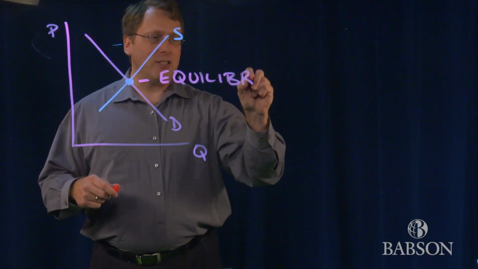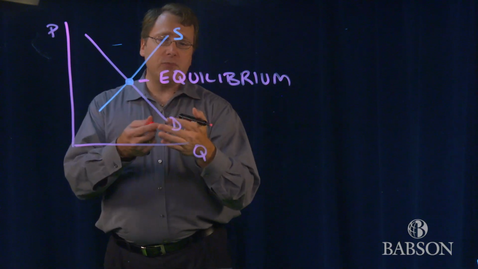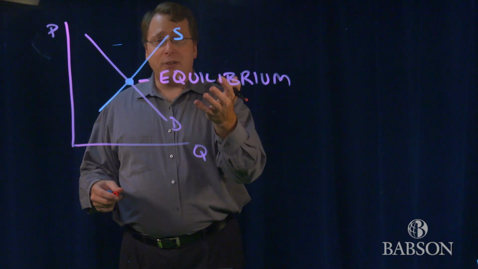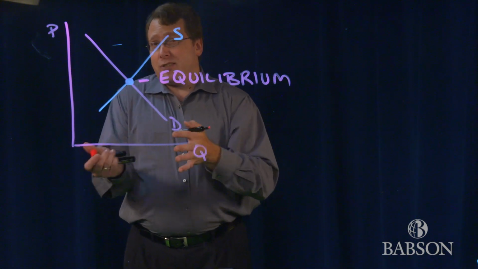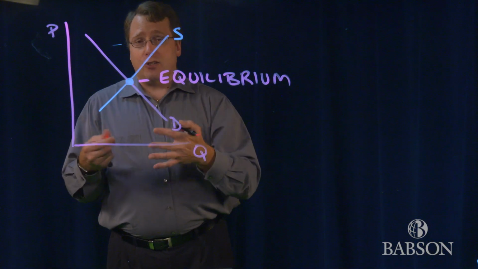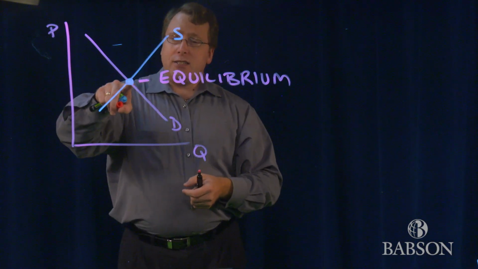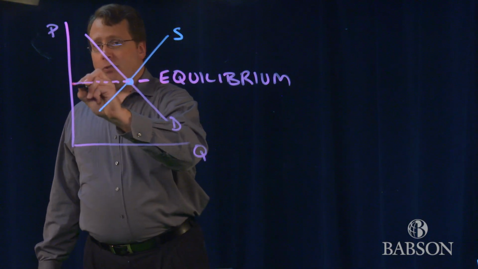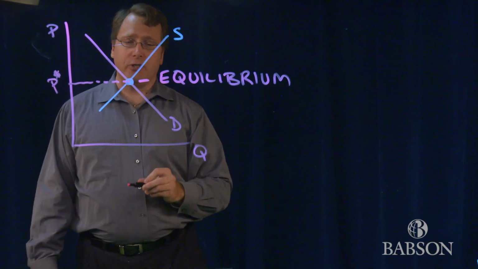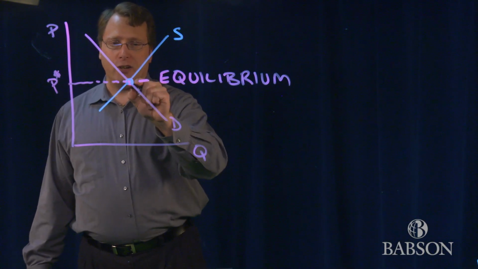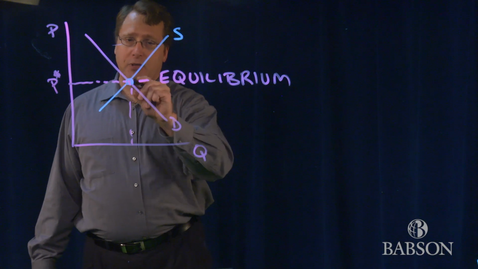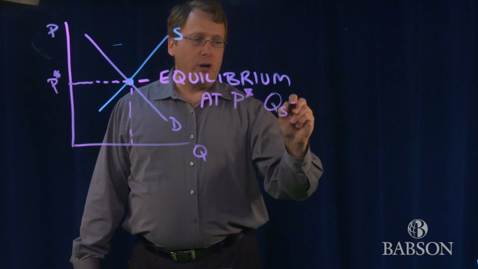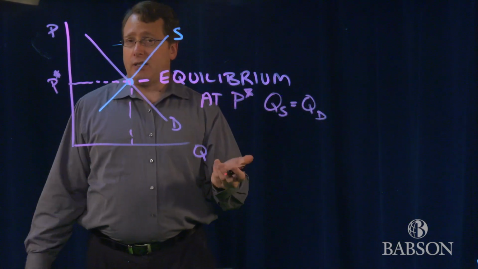Well, why is it called an equilibrium? An equilibrium just means that something is in balance, or it's at rest. If you think about saying, oh, my equilibrium's off, what are you saying? You're saying you can't walk quite straight, that you're not in balance. The other thing that this equilibrium point tells us is that here's the price where those two are equal. The quantity on the demand curve is here, and the quantity on the supply curve is here. So at the equilibrium price, the quantity supplied is equal to the quantity demanded.